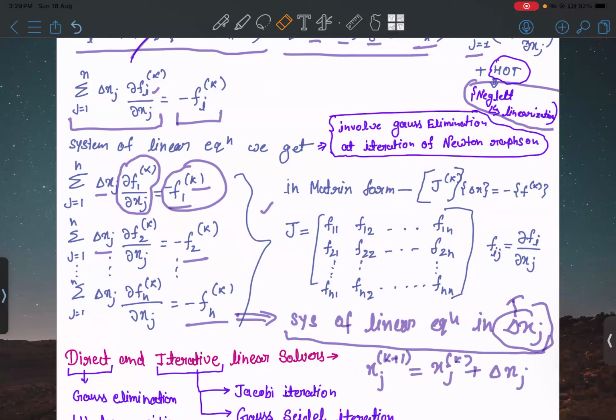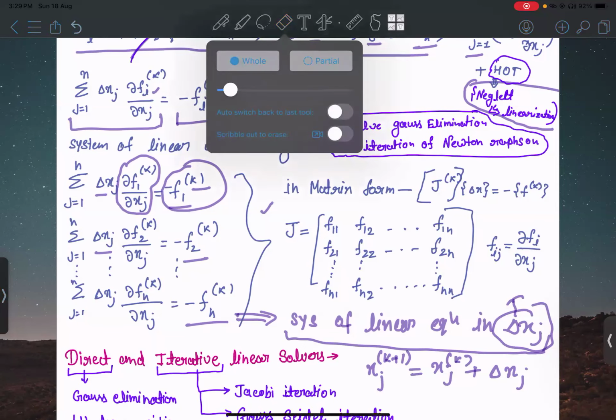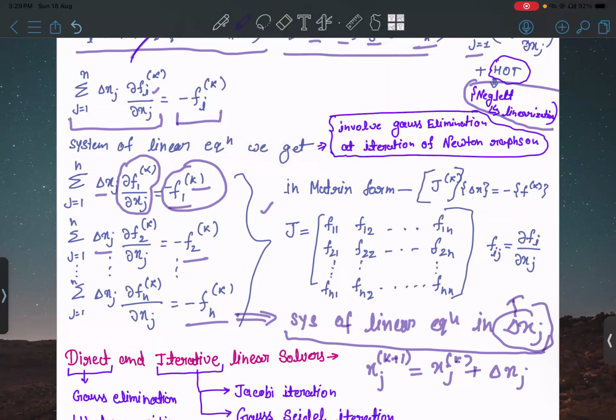Whatever differentiation form or coefficient matrix we have found, I can express in terms of a matrix. This is known as the Jacobian matrix. What is the Jacobian matrix? The Jacobian matrix is the matrix that is formed by the differentiation of the function. Any element in J, I can represent as Jij, which will be equal to del fi divided by del xj.